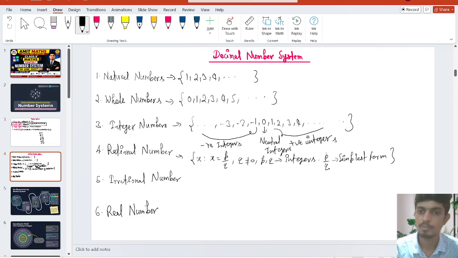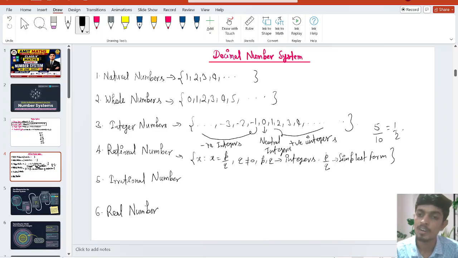For example, if we say 5 by 10, it is not in simplest form; its simplest form is 1 by 2. So 5 by 10 can be expressed in the form 1 by 2 in simplest form, so this is a rational number.